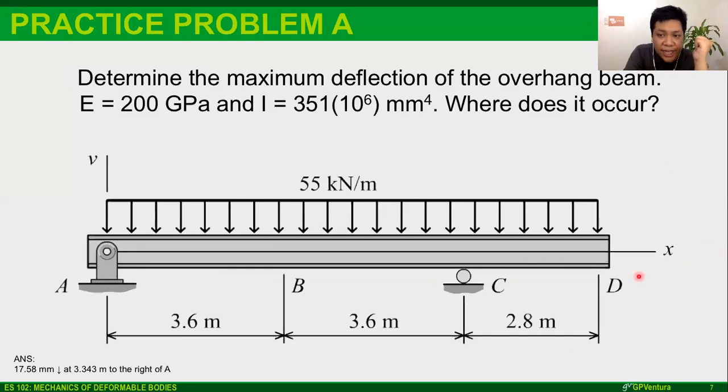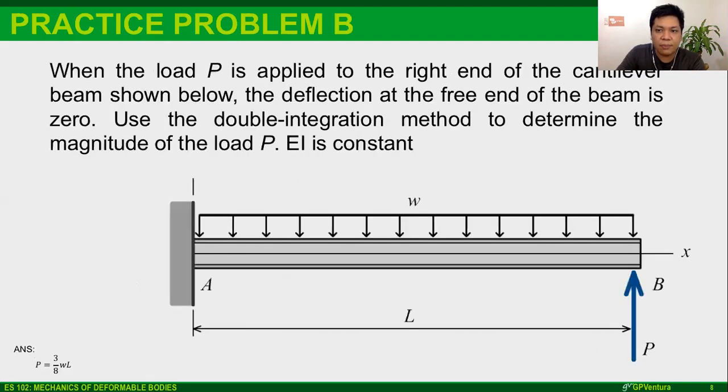So I also have a free end, so I also need to check two locations: between A and C where dy over dx is 0, and at the free end, or at D. So check those two possible locations. The larger deflection is your maximum deflection. And another practice problem over here.